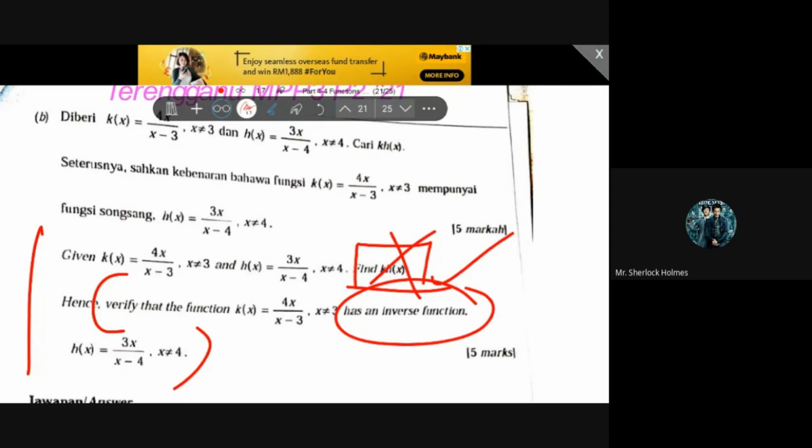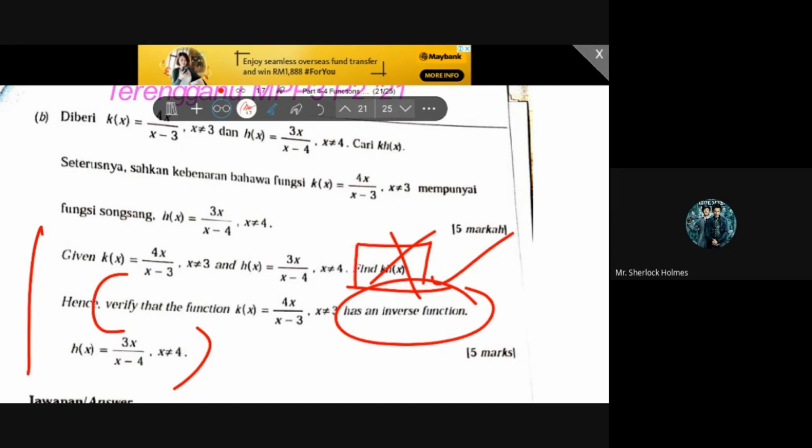Ultimate question untuk semua orang. Sebab yang ni tak ada clue macam mana nak solve. You have to know the theory behind it. Macam mana kamu nak buktikan kx ni adalah fungsi songsang bagi hx?